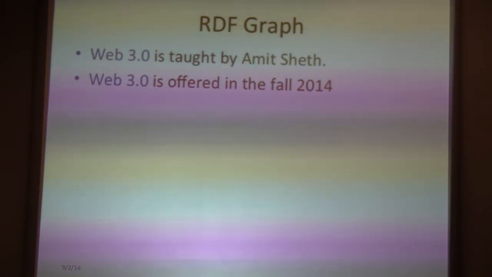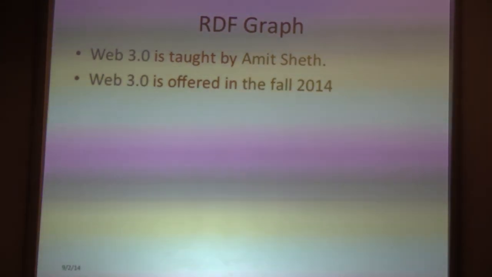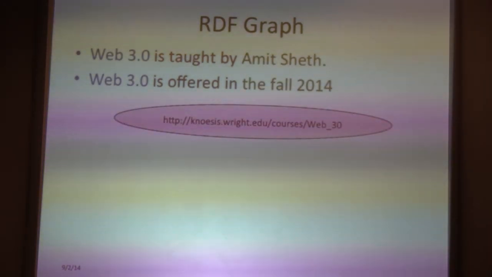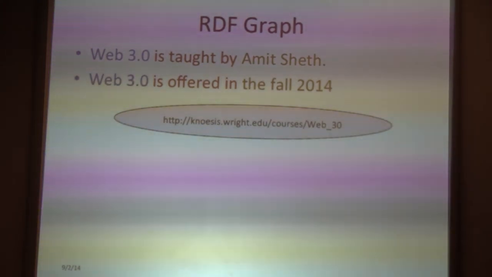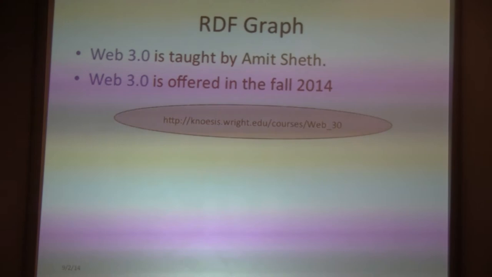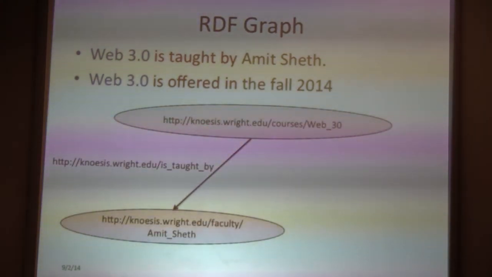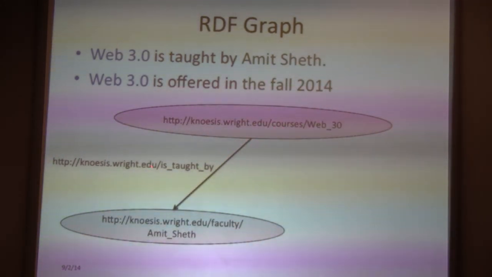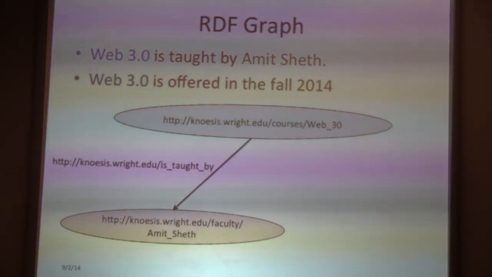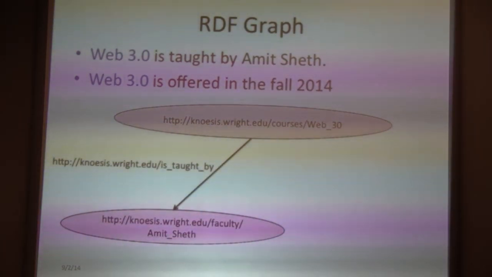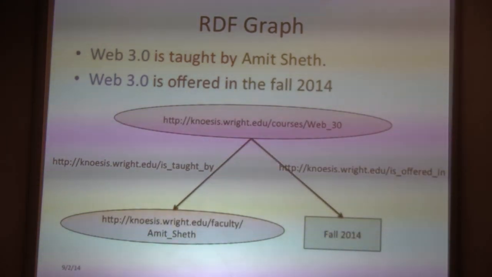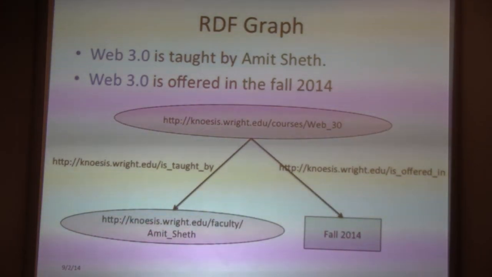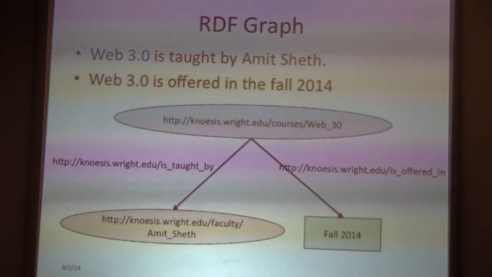So we go back to the example that we had before. We have Web 3.0 is powered by Dr. Shen, and then it is offered in the quantitative term. This is the URI to represent the course Web 3.0, right? And we say this course is powered by Dr. Shen. So this is the triple: subject, predicate, and object. For the second triple, we do it in the same way, with the term 2014, and the predicate is offered. So this is the RDF graph.